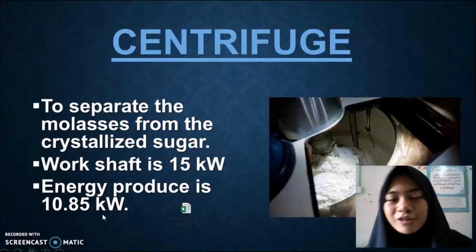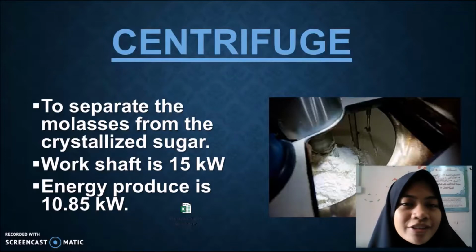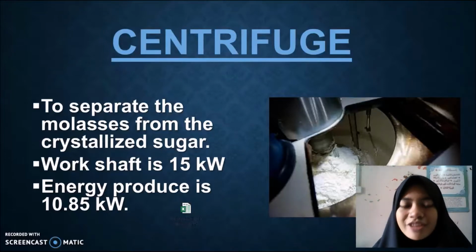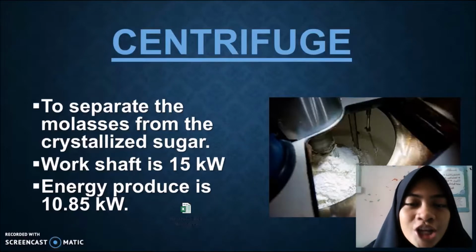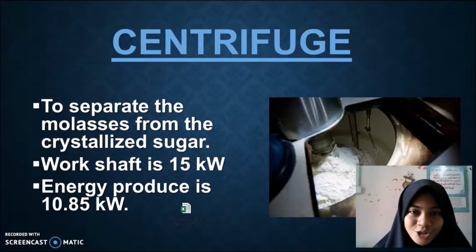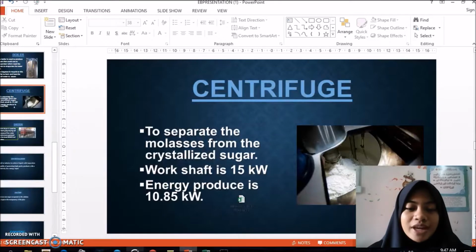Hi, me again. So we continue with the centrifuge part. The centrifuge, also known as a separator, is the same thing. The main objective of the centrifuge is to separate the molasses from the crystallized sugar. The shaft work is 15 kilowatt and the energy produced by the centrifuge is 10.85 kilowatt. I will show you how we get that value.